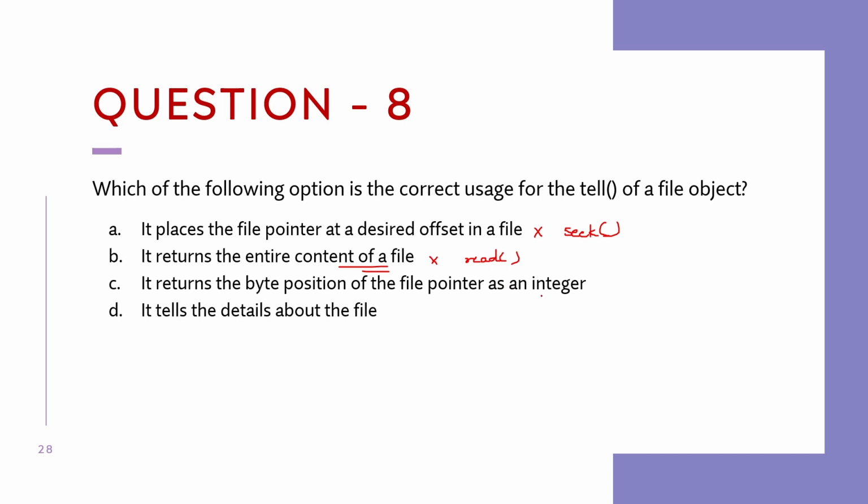It returns the byte position of the file position as an integer. This one is the correct one for this question. And it tells about details about the file. This one is also incorrect. So for this case, option number C is the correct one.